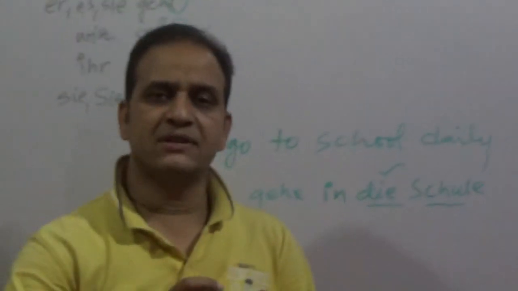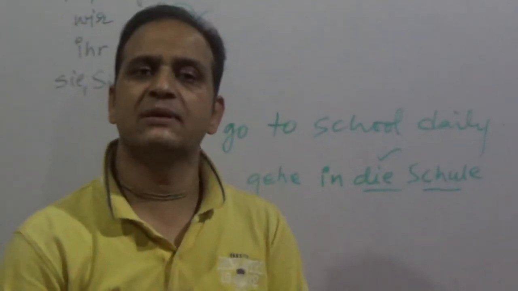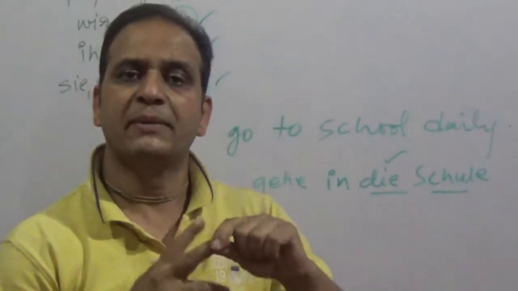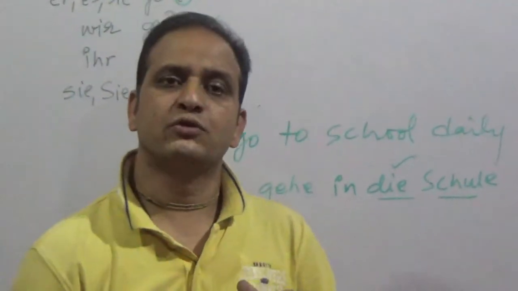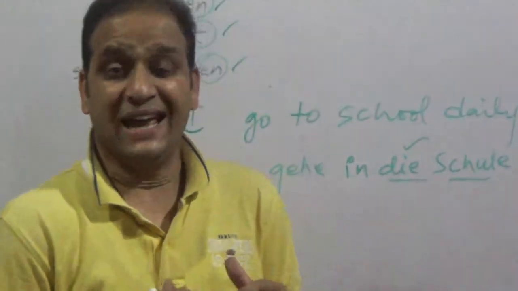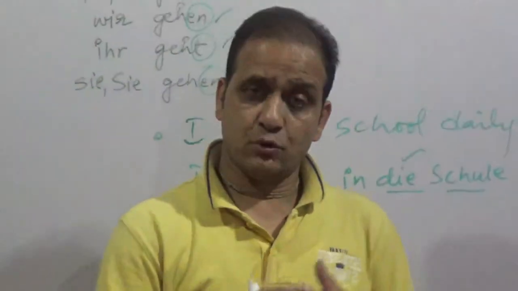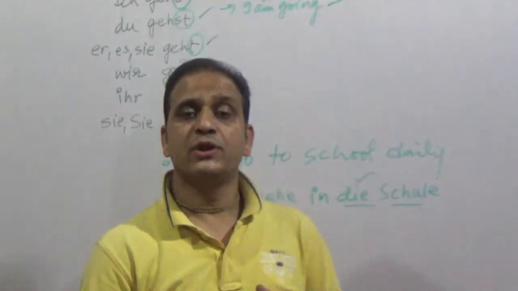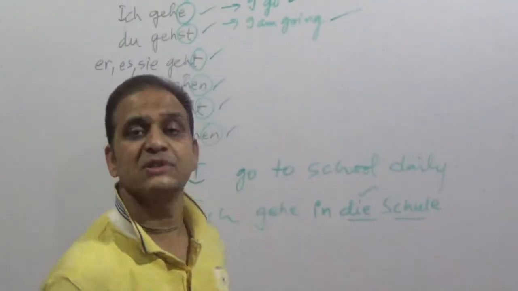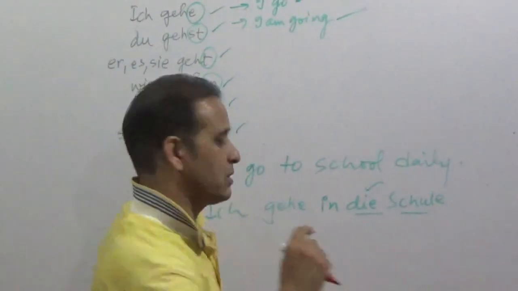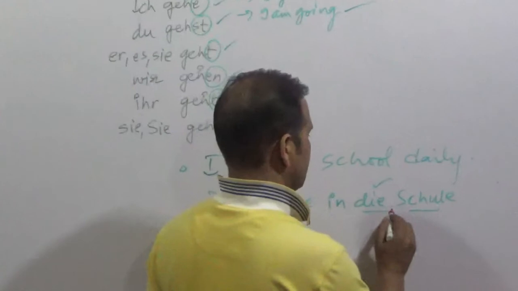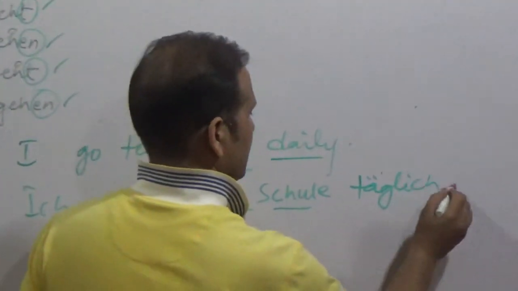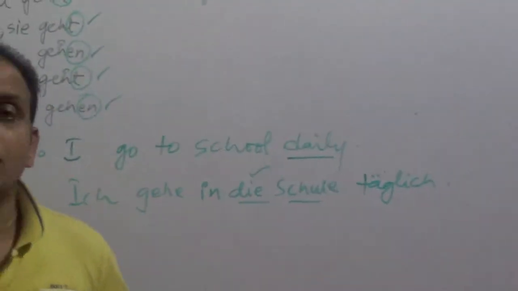In German language, nouns are always spoken in terms of genders. There are three genders: masculine, feminine, and neuter. So those nouns which are masculine, we use der with them. Those nouns which are feminine, we use die, and those which are neuter, we use das. So Schule, that means school, is a feminine noun. Therefore, die Schule, and then daily will be täglich. So ich gehe in die Schule täglich.